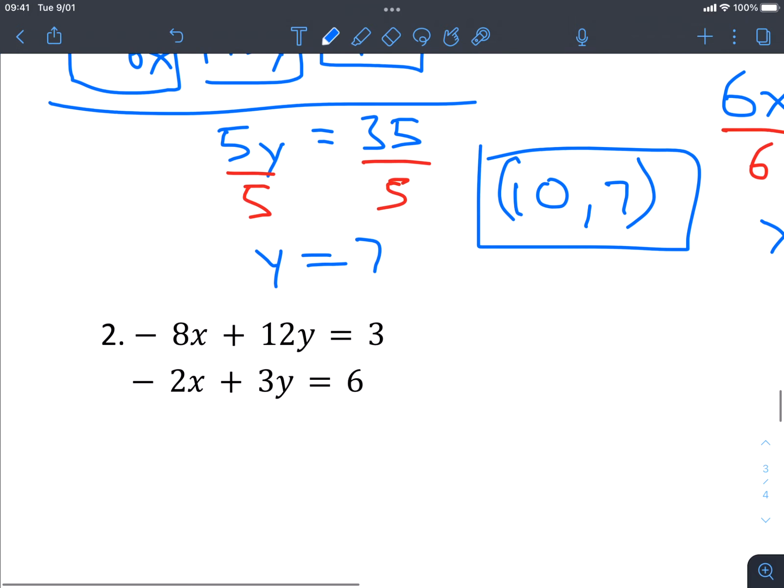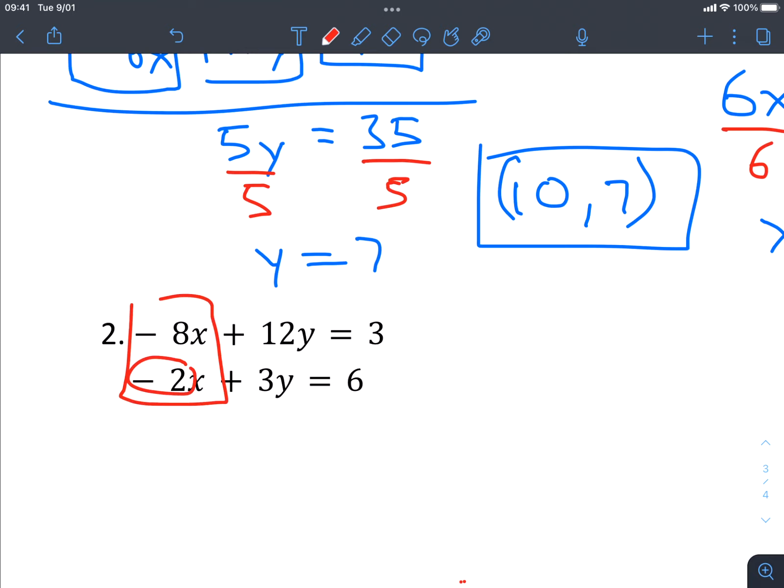Here we have a special case where I want to be able to cancel out one of the variables. So similar to what we did up top, I need to make sure that they're the same number but opposite signs. They're additive inverses. So if I wanted to eliminate the x's, for example, I know that -2 needs to become +8. And how I do that is I multiply it by -4. If I multiply this by -4, I get +8, and that way they will cancel. So we're going to multiply the second equation by -4.